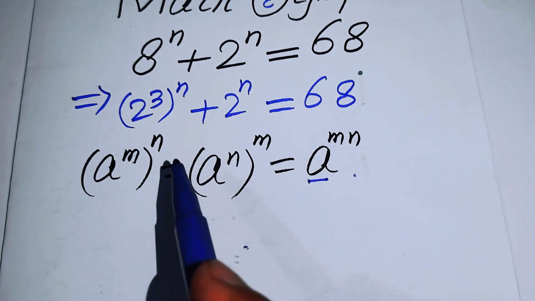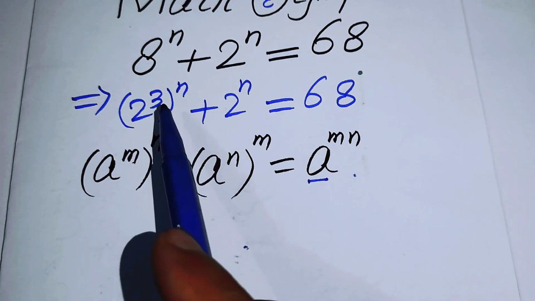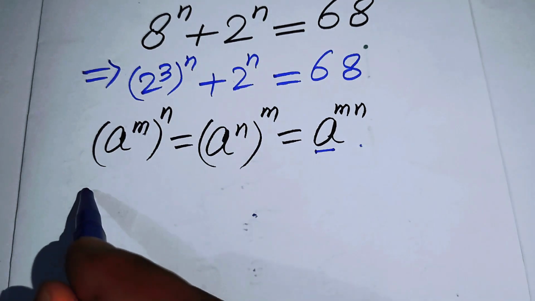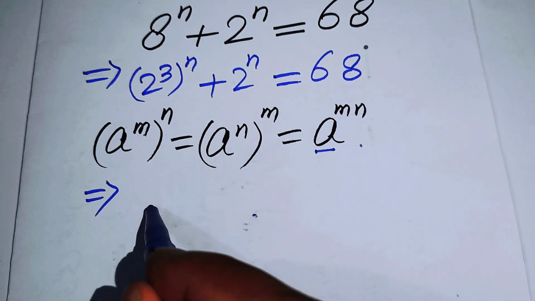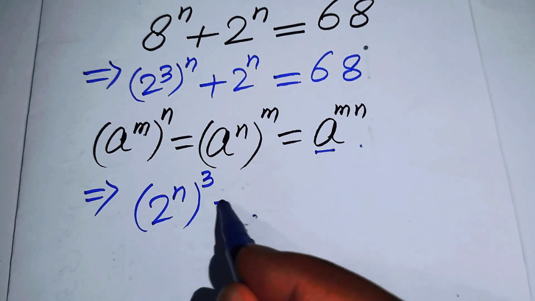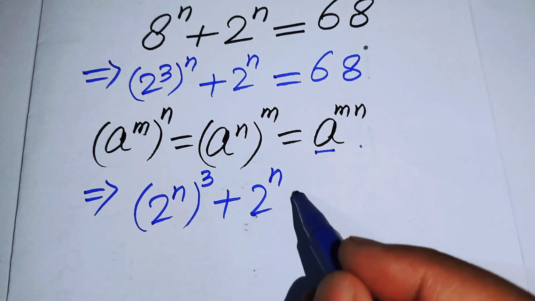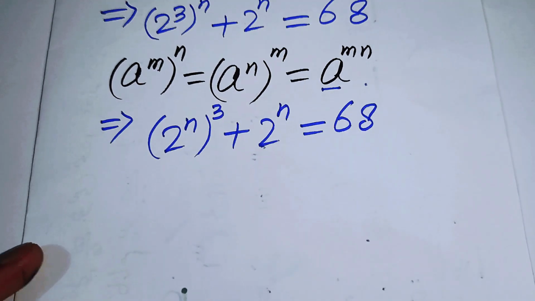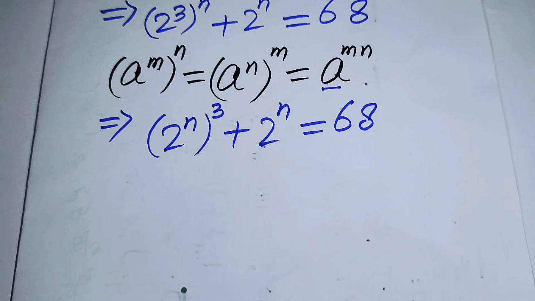So here we need only to change these two exponents according to this law, so that we will get the output in the form of 2 to the power of n and its whole cubed plus 2 to the power of n is equal to 68. And now we will do a little bit of simplification here.